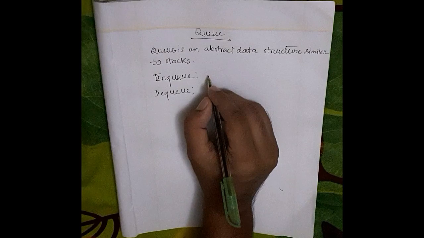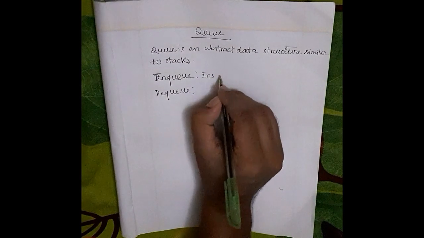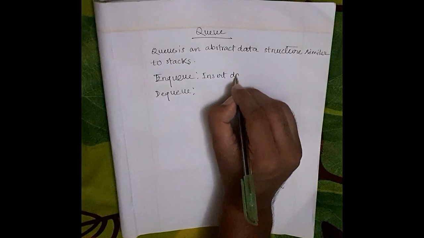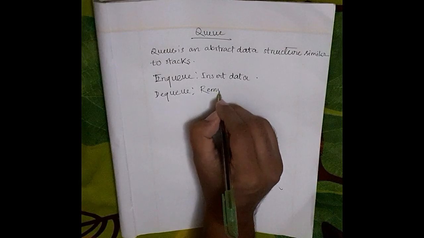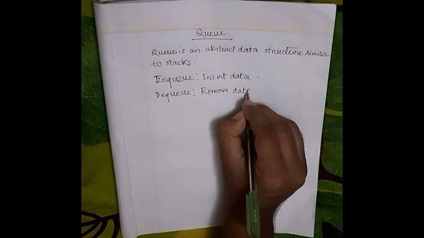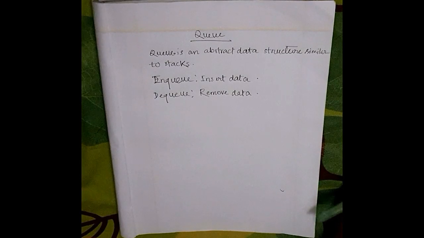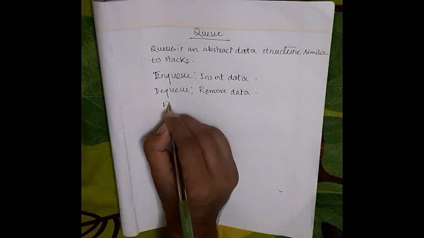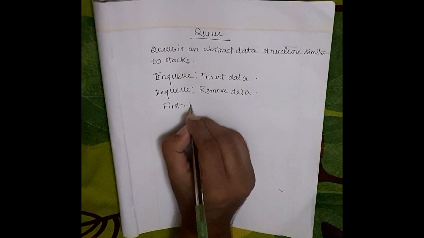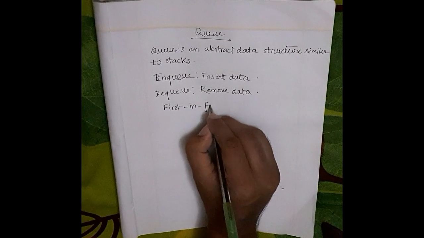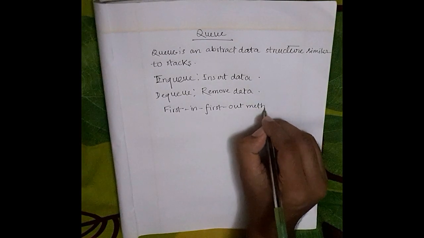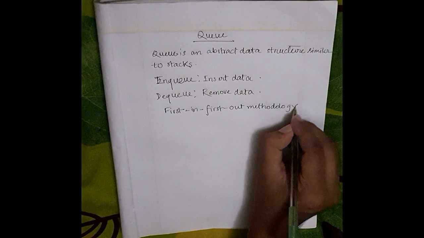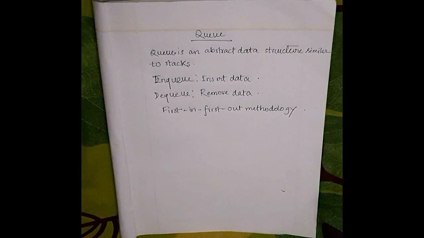So what is enqueue? Enqueue is the insertion of data. When we insert data, that is called enqueue. When we remove the data, that is called dequeue. So these are the two things you need to remember. And queue follows first in, first out methodology. This methodology is followed by queue.